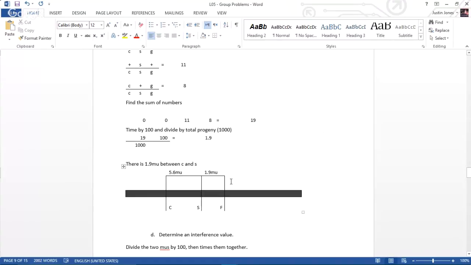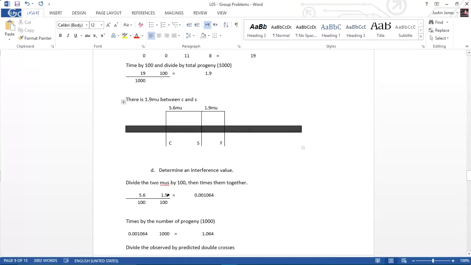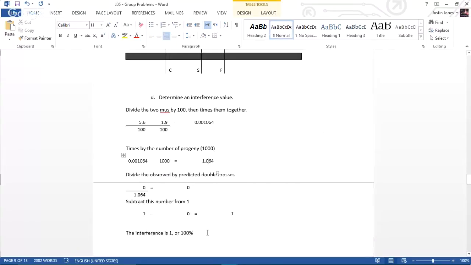There you go. Interference value, 5.6 times 1.9. Oh, you got to divide them by 100 first. That's going to give you this teeny tiny number, like 0.001064. If you times it by 1,000, number of progeny, we're expecting 1. Well, what's 0 divided by 1? That's 0. What's 1 minus 0? Oh, that's 1. So 100% interference rate.